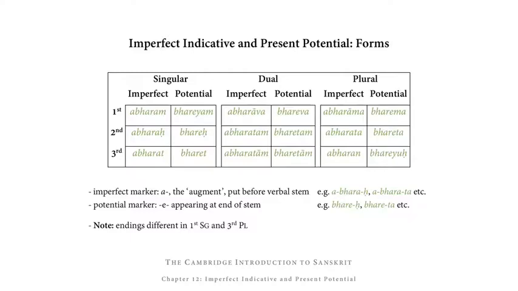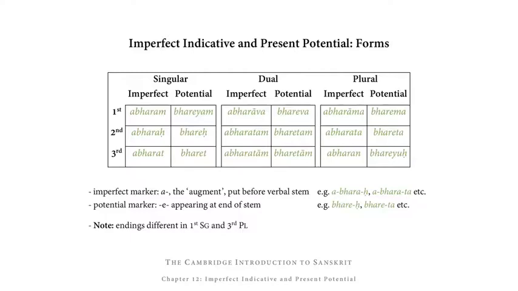This is our stem, para, same stem as in the present tense, again. But instead of a final a, we have a final e. This e is the potential marker, basically in the same way as the a is the past tense, the imperfect marker. So we have para, where the stem final vowel is changed into e, pare. And then we have our endings that we have already seen in the imperfect, namely visarga and t.